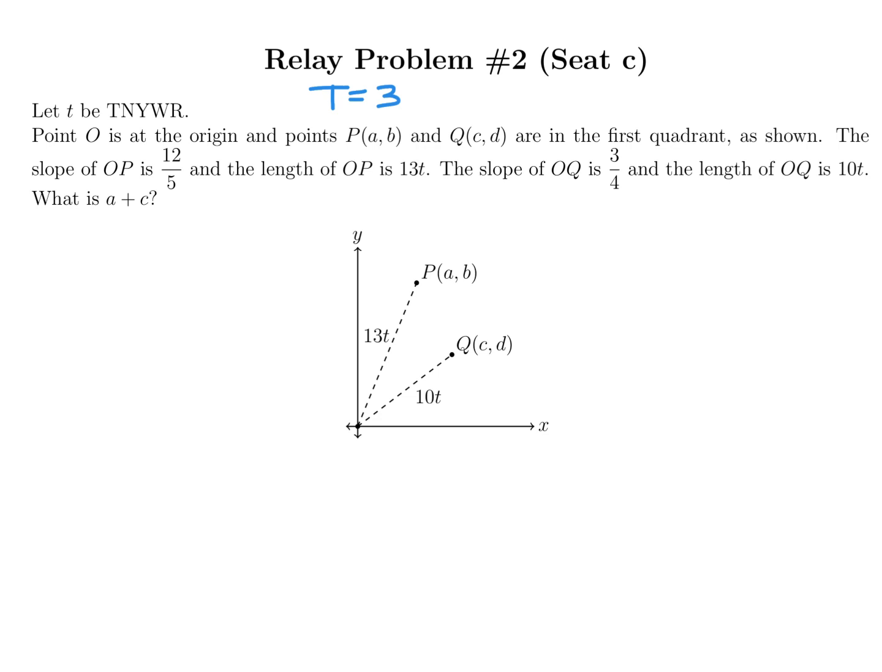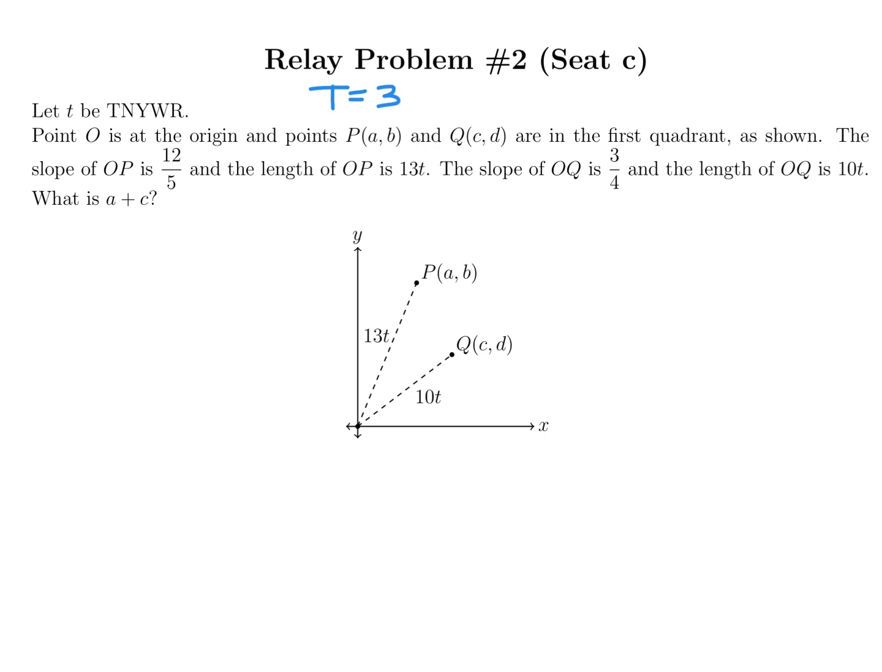Point O is at the origin, and points P and Q are in the first quadrant as shown. The slope of OP is 12 over 5, and the length of OP is 13t. The slope of OQ is 3 over 4, and the length of OQ is 10t. What is A plus C?